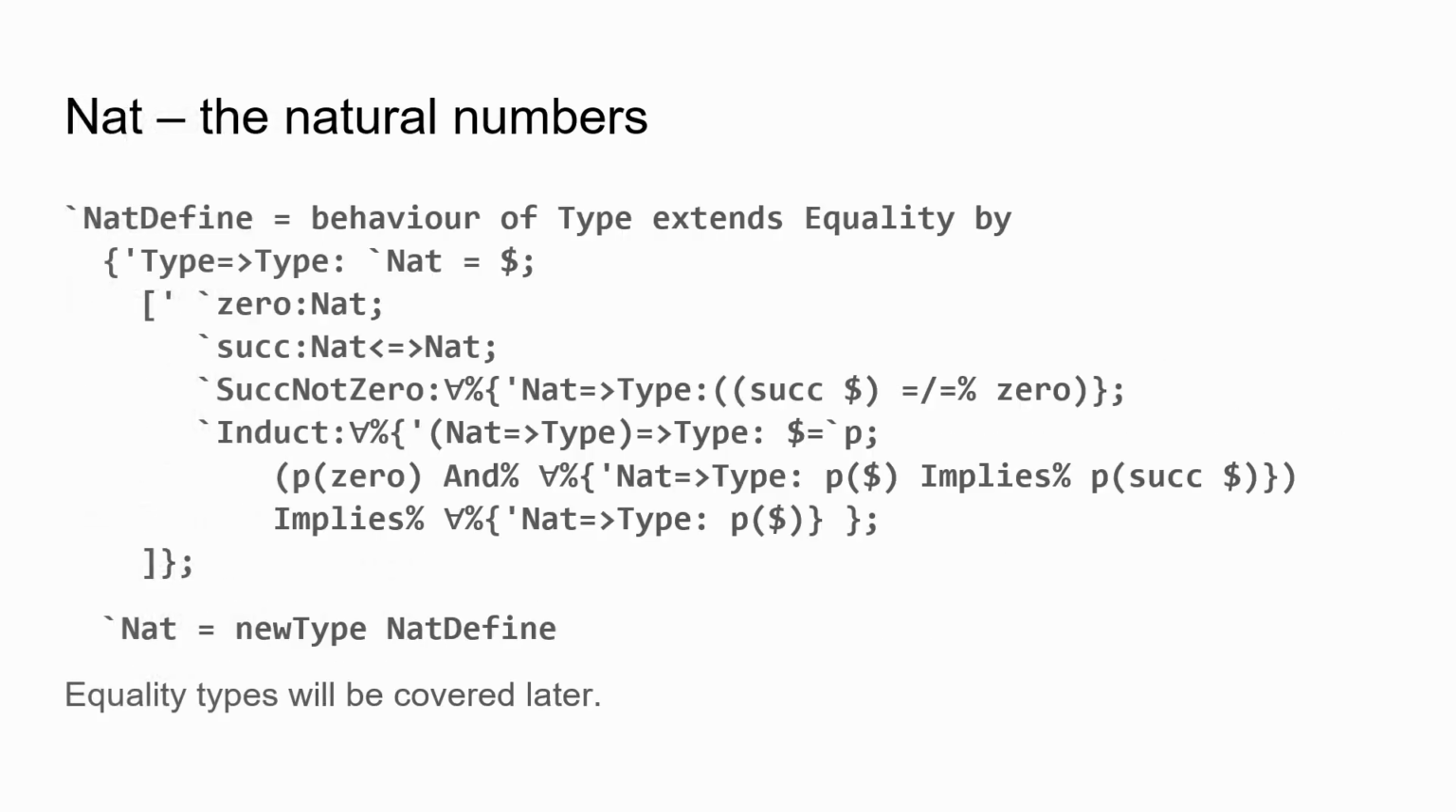All right, so here's an example. We had to have a defining behavior. In this case, it's called nat define because it's going to define the natural numbers. It's a behavior of type, as we're only interested in behaviors of types. It extends equality, and more needs to be said about equality someday. And as I say, it's a type goes to type. Now, the only type it's going to be applied to is actually the natural numbers because that's the only thing that matches these properties.